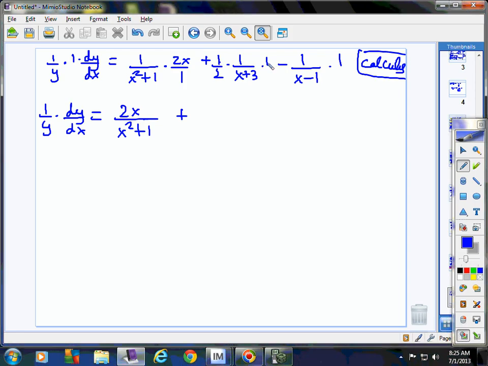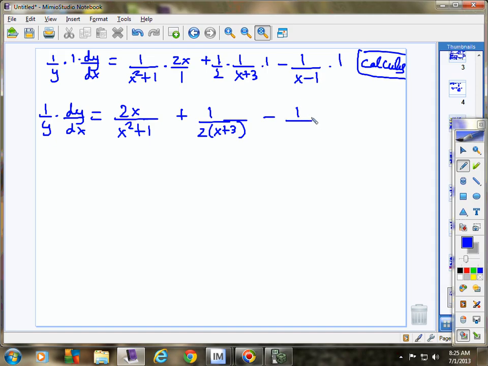Right here, 1 times 1 times 1 is 1. 2x plus 3, I'm just going to leave it like this. If you want to make it 2x plus 6, that's fine. Minus 1 times 1 is 1 over x minus 1 times 1 is x minus 1.